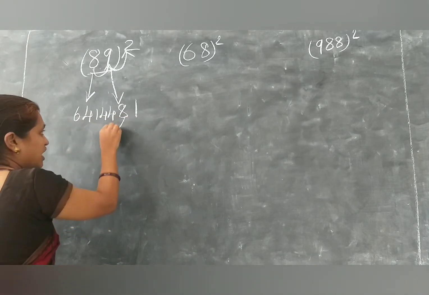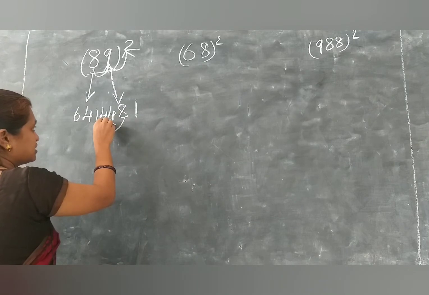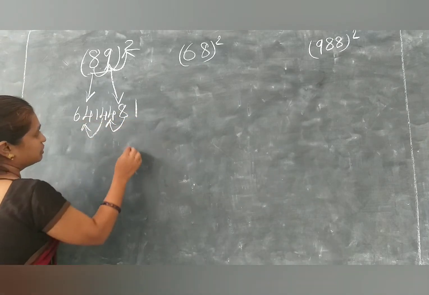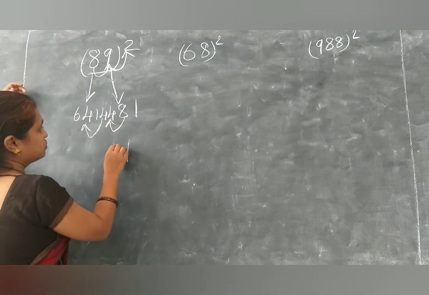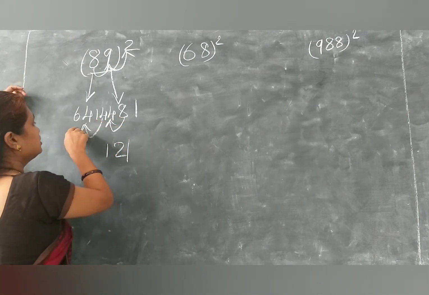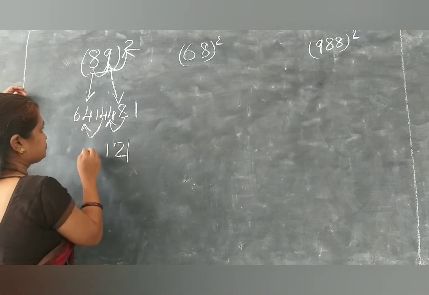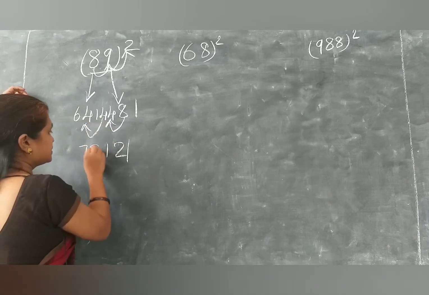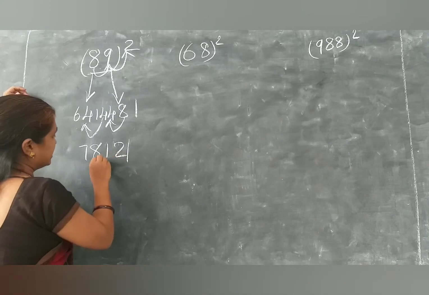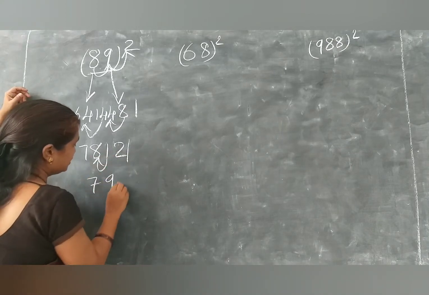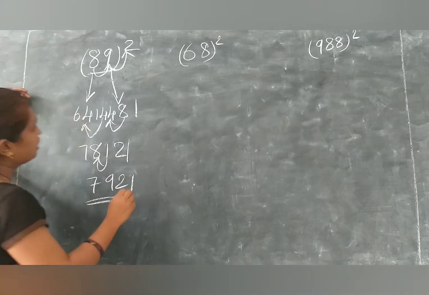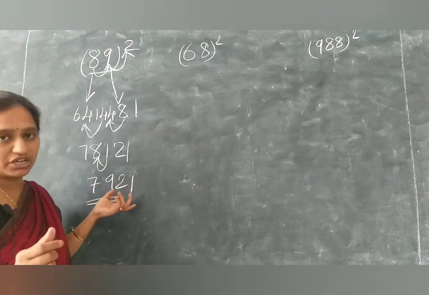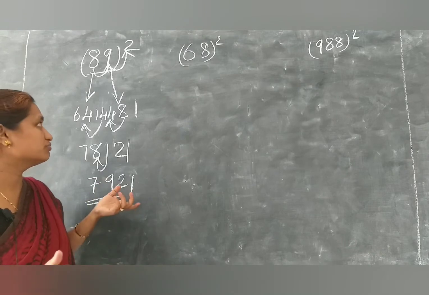Okay, now what should I do? I have to add 8 to this and 14 to 64. So, let's add it. I am putting 1 as it is. 8 plus 4 is 12 and 14 plus 64 is 78. So, again add this 1 here. It's 7921. So, you can easily find out the square of any two-digit number this way.